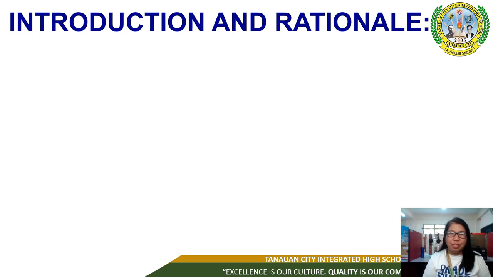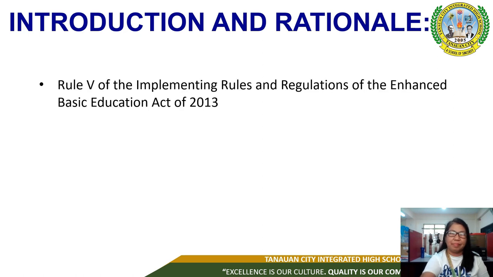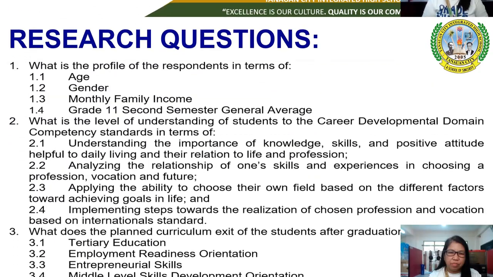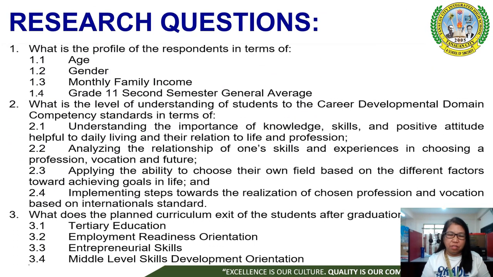For the introduction and rationale, Rule 5 of the Implementing Rules and Regulations of the Enhanced Basic Education Act of 2013 and Republic Act Number 11206, otherwise known as the Secondary Career Guidance and Counseling Act of 2019. For the research questions, number one, what is the profile of the respondents in terms of age, gender, monthly family income, grade 11 second semester general average?